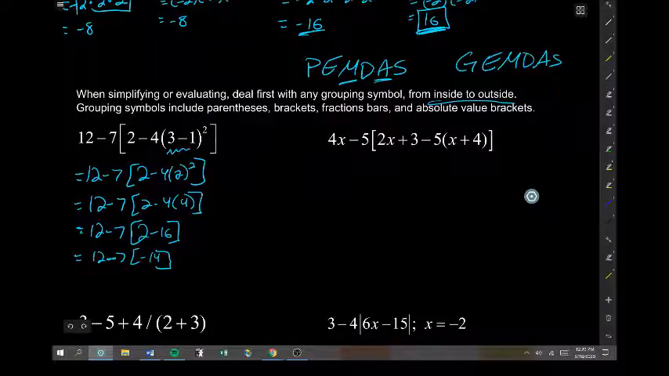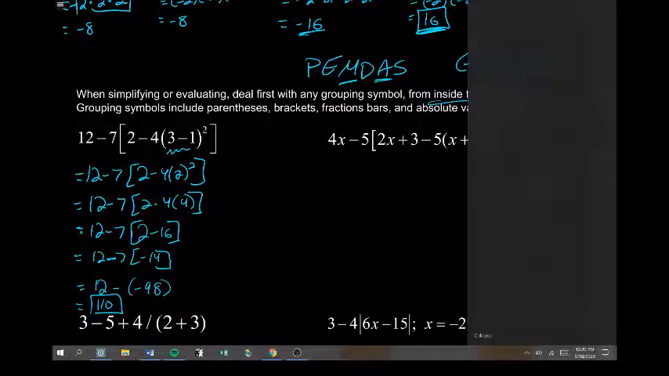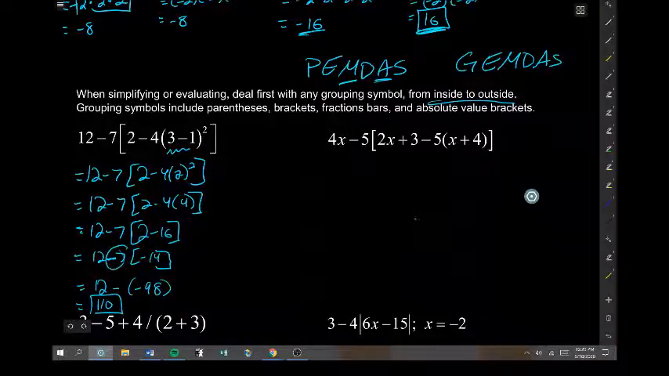My handwriting is getting poor. So that's 12 minus 7 times -14 is -98. And 12 minus -98 is positive 110, because you subtract a negative, it becomes adding a positive. I really should have just distributed the -7 to make that positive 98 to begin with, but I didn't, so here we are.